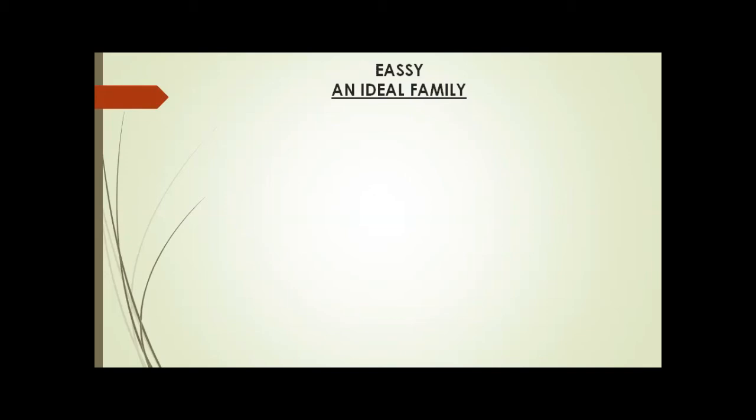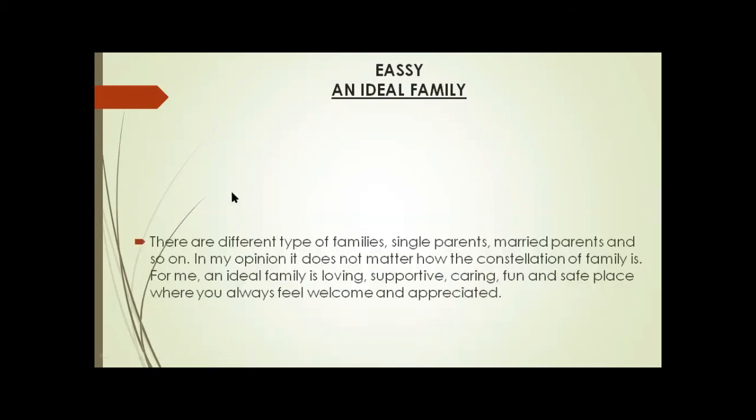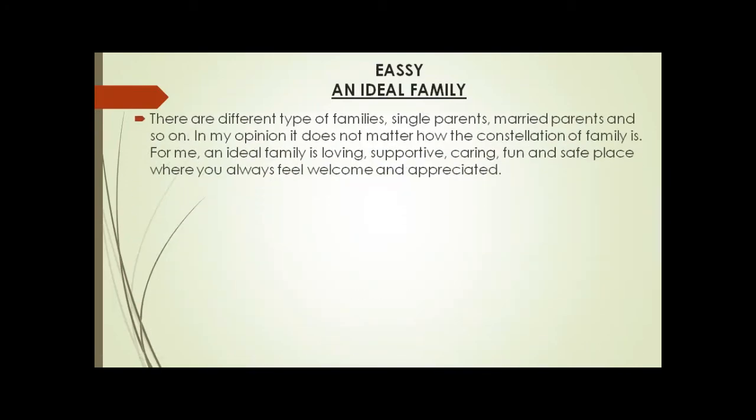So I'll share the essay with you. So, the first para, this is the starting para. In an essay, there are three paras. This is the first para, that is the starting para. I'll read it out. There are different types of families: single parents, married parents, and so on. In my opinion, it does not matter how the constellation of family is. For me, an ideal family is loving, supportive, caring, fun, and safe, where you always feel welcome and appreciated. So, it's a very easy para.